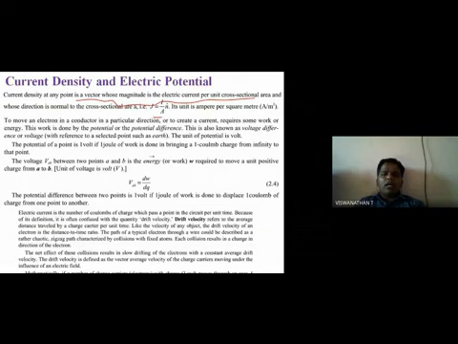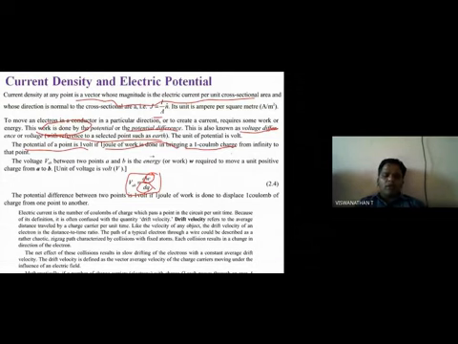Next, we need to know what potential difference is. Whenever a charge moves from one part to another, work is done. The work done is measured by potential difference. So dW, the change in work, divided by the change in charge, dQ, is called potential difference, or voltage difference, or voltage. Suppose there is 1 volt between two points, it means 1 joule of work is done to move 1 coulomb of charge. So 1 joule by 1 coulomb is 1 volt.